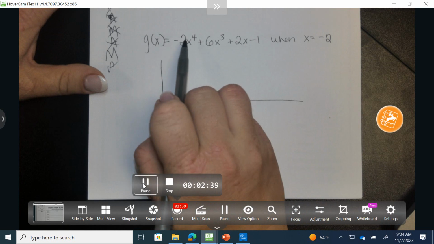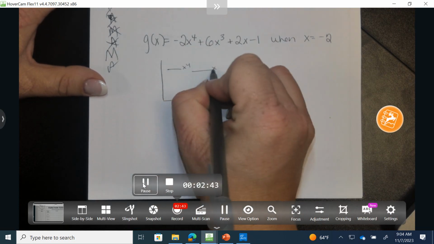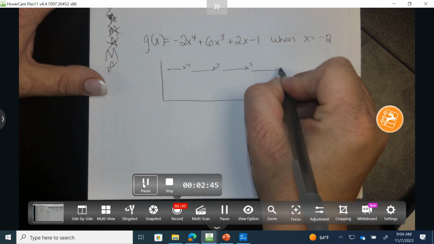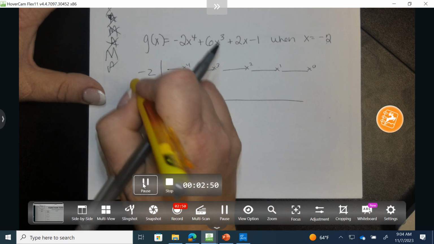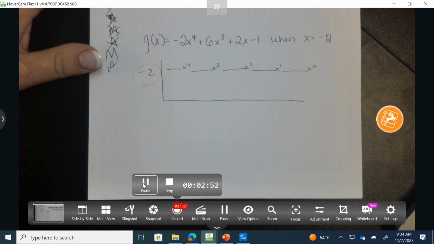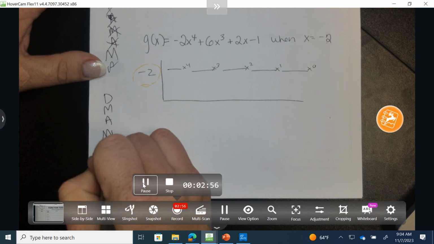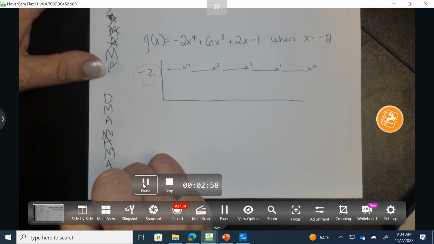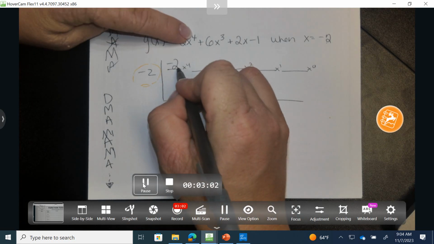I'm going to quietly start here while students are still working. The highest x exponent is a 4. I'm going to count all the way down to 0 every single time. The number outside is a -2. Okay, so -2 goes with x to the 4th.